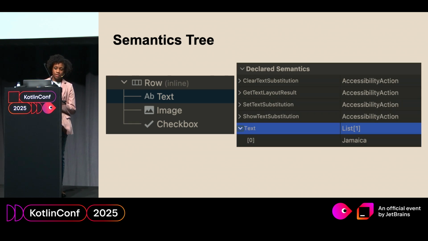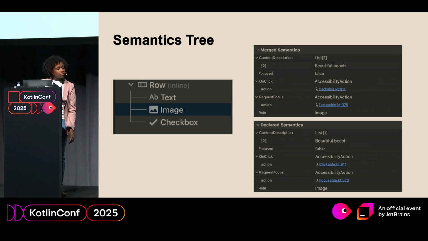Here we have the text. Usually for text, it's just spoken out as exactly what it is. So for the UI that we had before, we'll just say Jamaica. And then we have an image. For this one, we have the content description, like I said before. It will actually show if it's in focus or not. And then we have the role, which is like an image. So for the screen readers, the person would know if it's an image or not. And then different actions that can take place.